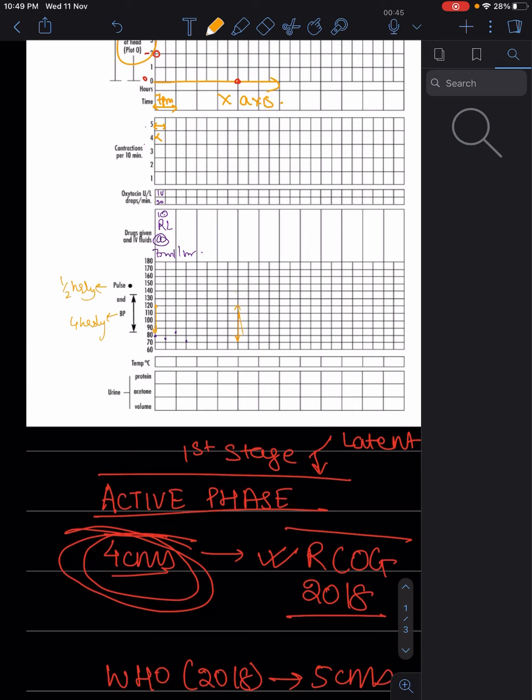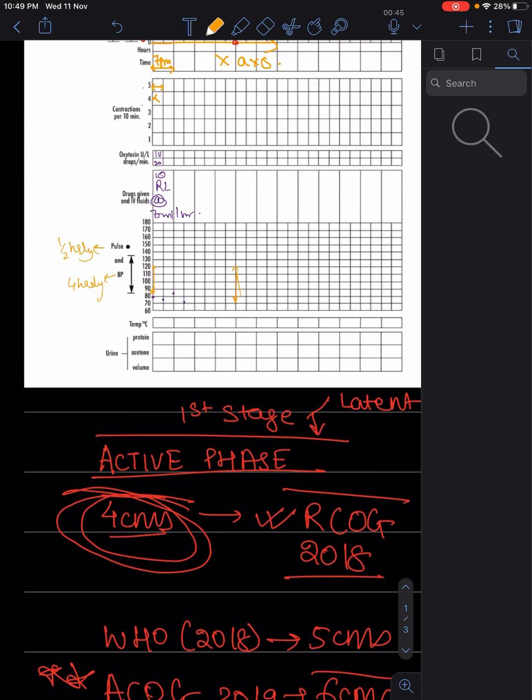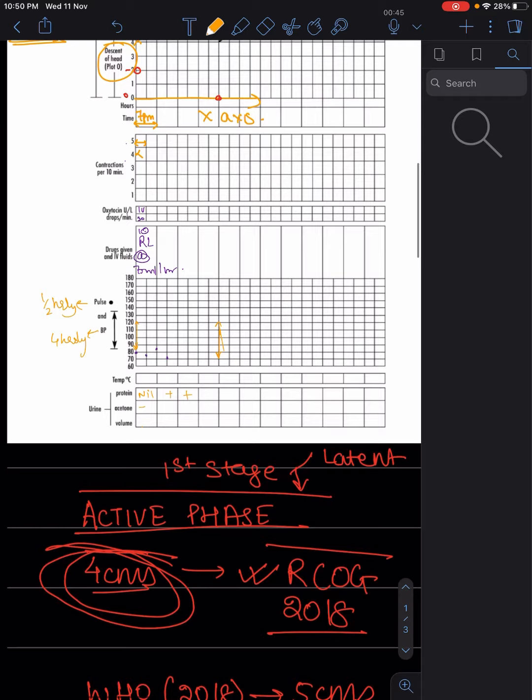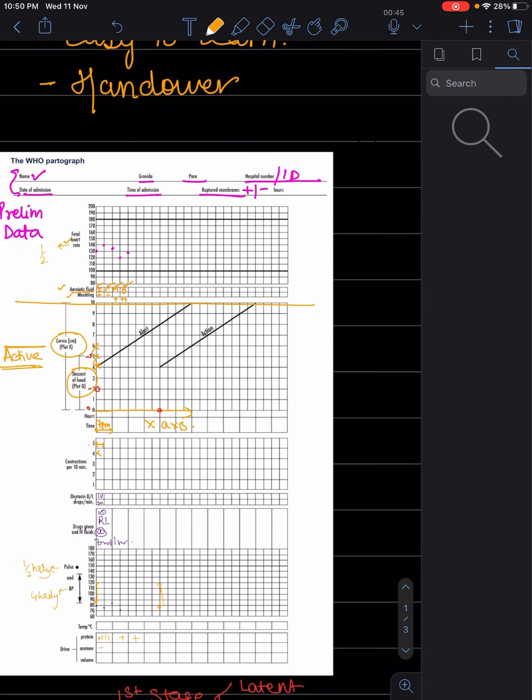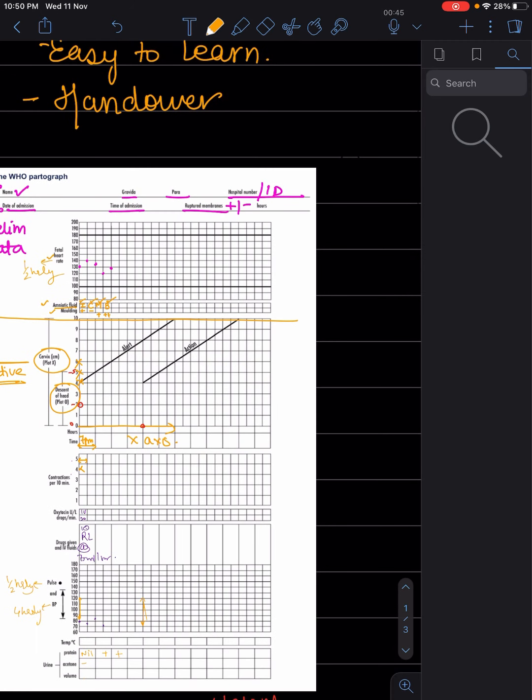Okay, next comes the temperature. If the patient is afebrile, you'll be plotting 98.6 degree Fahrenheit. Protein, if it is nil in urine, you'll be writing nil. If it is present, you are having a preeclamptic patient, write down her dipstick protein, or whatever way you are measuring it. Acetone, if it is there, nil. And then the volume. So this is basically how you'll be plotting the partogram. So I hope you are very much clear about how to plot a partogram, right? Okay.